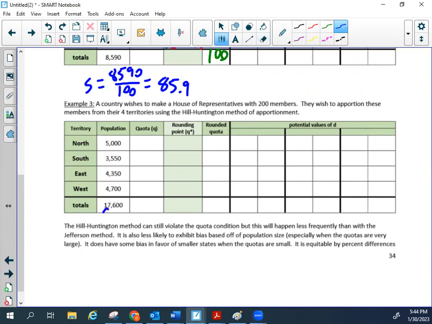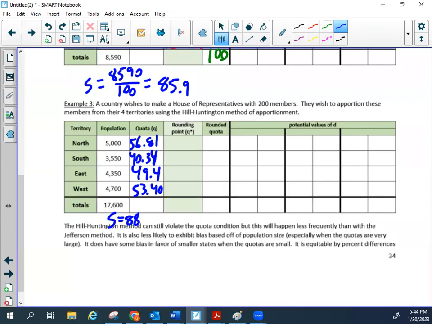That's 17,600 divided by 200, and we get a standard divisor of 88. We get our quotas. 5,000 divided by 88 is 56.81. 3,550 divided by 88 is 40.34. Then we get 49.4 and 53.40.